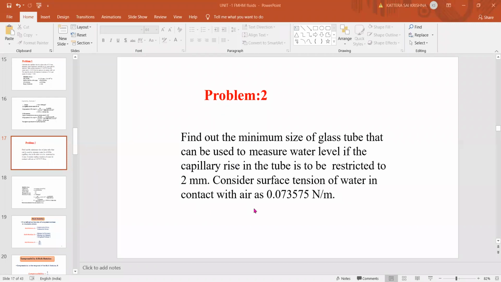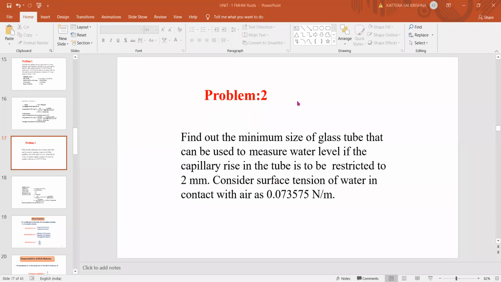So what are all the things which are given here? Only two values he has given. That is H value, H equal to 2 mm. Convert that into meters because surface tension value is given in meters. So H equal to 2 mm is equal to 2 into 10 power minus 3 meter. Next, surface tension sigma equal to 0.073575 Newton per meter.